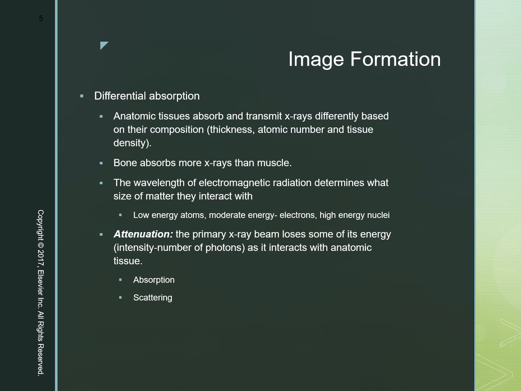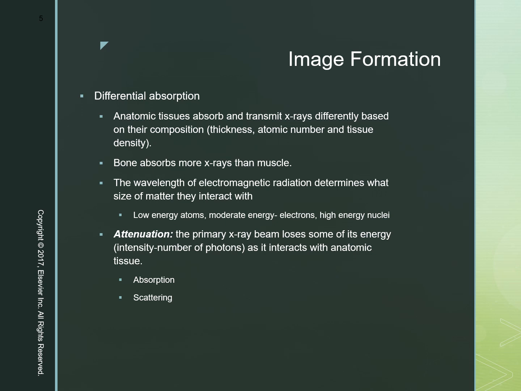In addition, the density of the body part is going to increase the probability of interactions at that atomic level as well. So with increased thickness, higher atomic number, and increased tissue density, you're going to have more photoelectric interactions and therefore more absorption. When we decrease our thickness, our atomic number, and our tissue density, we're going to have a greater probability of more transmission. And we see that when we look at bone versus muscle or air.